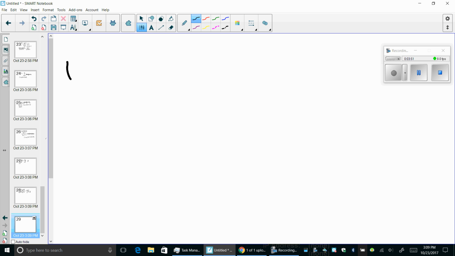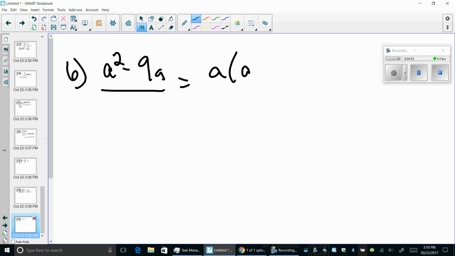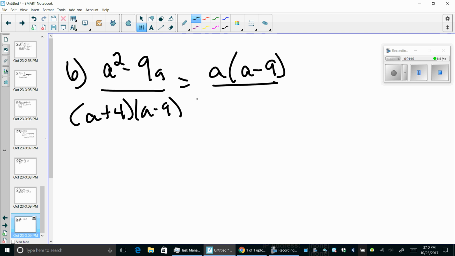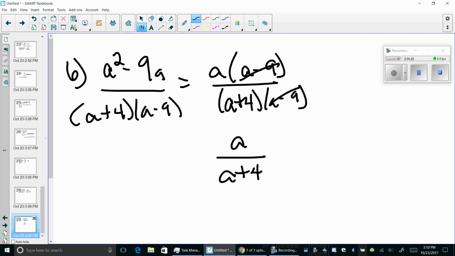Number 6. Top is a squared minus 9a, which if you factor it, some people thought it was a difference of squares, but it's not. It has a GCF, which is a. If I take an a out, I have an a minus 9. And the bottom is a plus 4, a minus 9. And so I can cancel the a minus 9s, and my answer ends up being a over a plus 4. And so that answer is A.